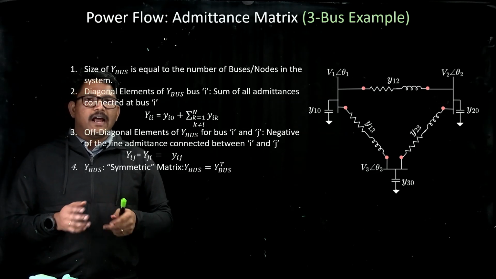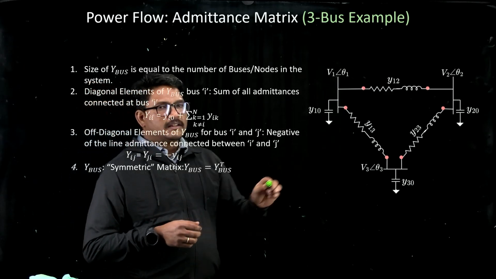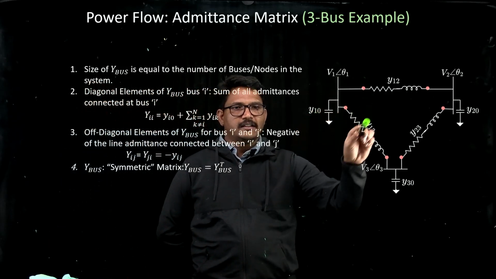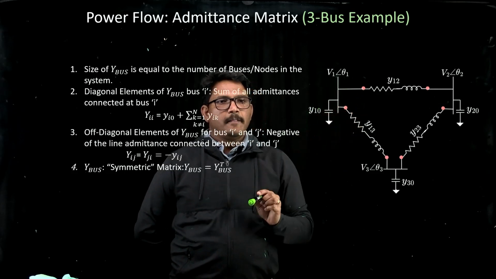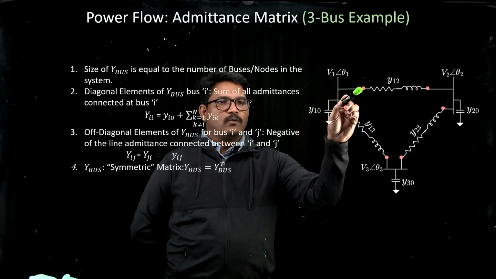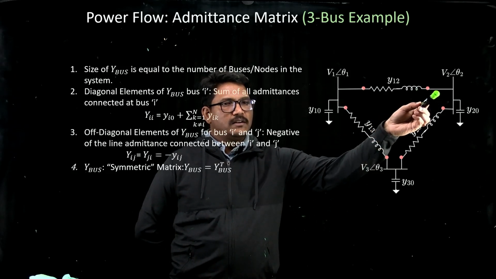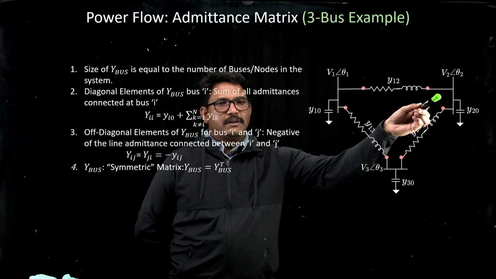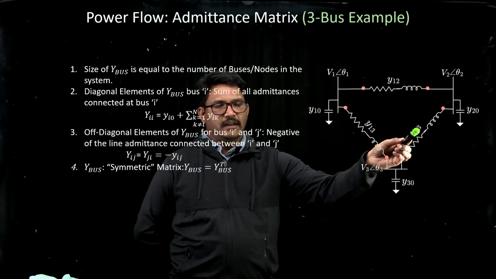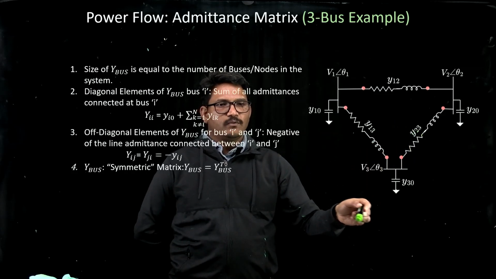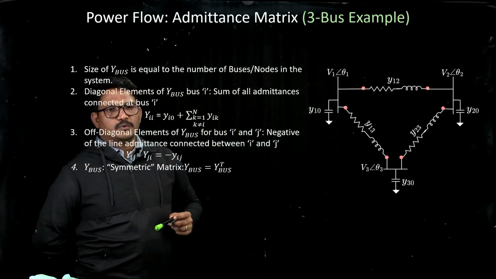And then after that, if you want to get the diagonal elements of your admittance matrix, it is going to be the sum of all admittances connected at this particular bus. That is, if you want Y11, the diagonal element, then it is the sum of y10, y12 as well as y13. Another diagonal element, if you want Y22, then go for the second bus, then add all the admittances connected at this bus. That is y20, y12 and y23. And if you want the third diagonal, then we'll be adding all the 3 admittances connected at this bus. That's what rule number 2 says.